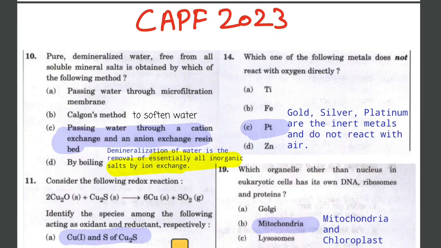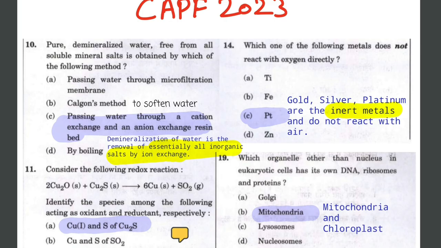So which one of the following metals does not react with oxygen directly? So here the concept of inert metal is applied, as gold, silver and platinum are the inert metals that do not react with air, which means oxygen. So correct answer would be platinum, option C. So value addition will be gold, silver and platinum do not react with air.